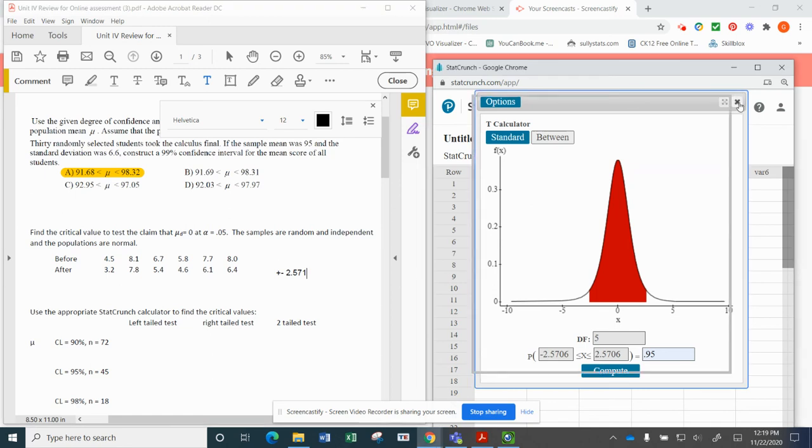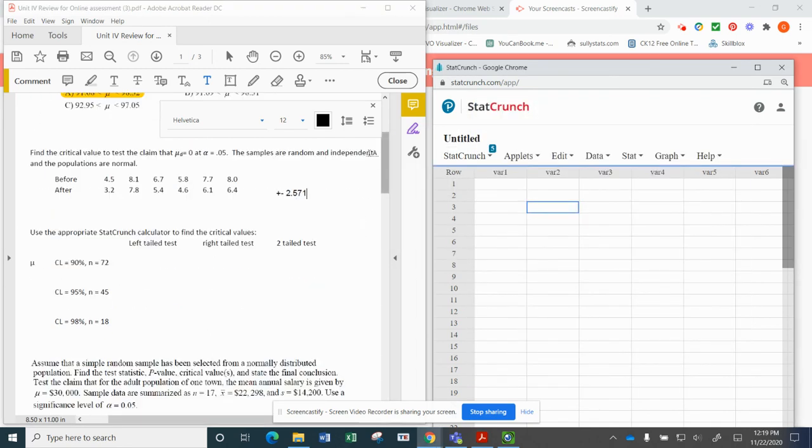Moving on to the next activity. I go back and forth here. I'm going to be finding the appropriate StatCrunch, using the appropriate StatCrunch calculator to find these critical values. So along those same lines, we're going to be again using the t-stat.